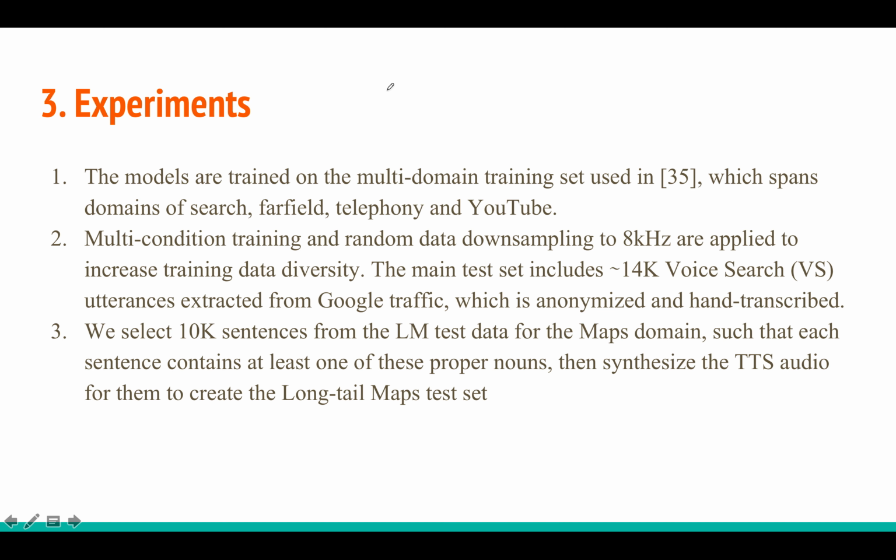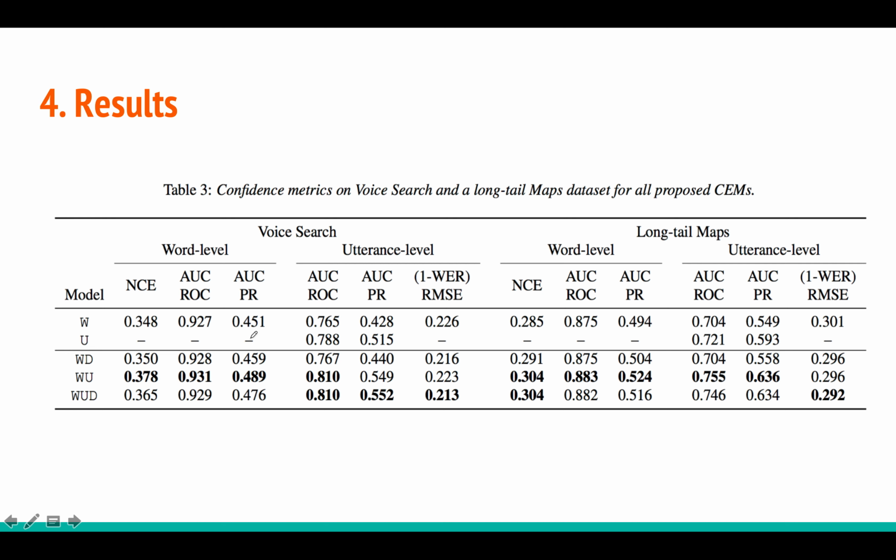Coming to the training data, they are using Google's internal data sets, which contain search, far field, like in Google Home, telephony and YouTube data, coming from different domains. So you have to do multi-style training with some downsampling. For testing, they are using 14,000 voice search audios, like when you ask questions to Google or say OK Google. For the LM, they are using some 10,000 sentences from maps data. So that is about the data set.